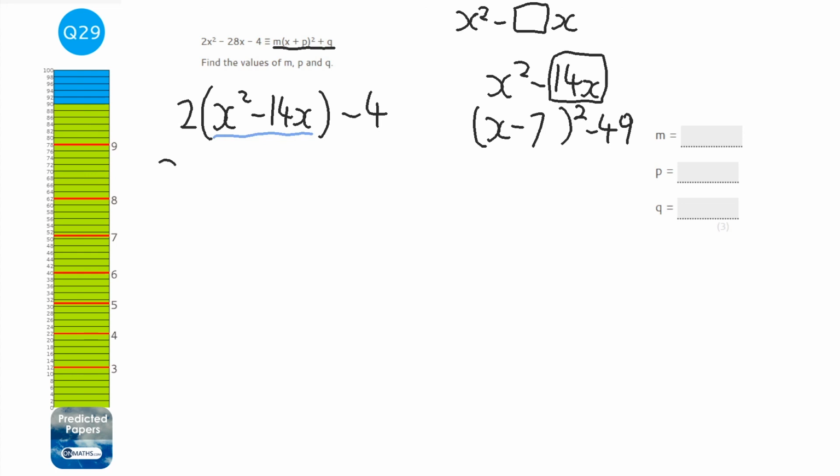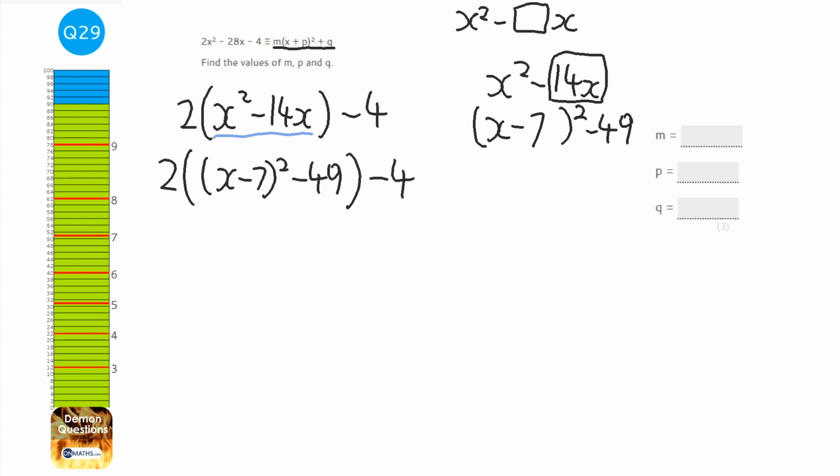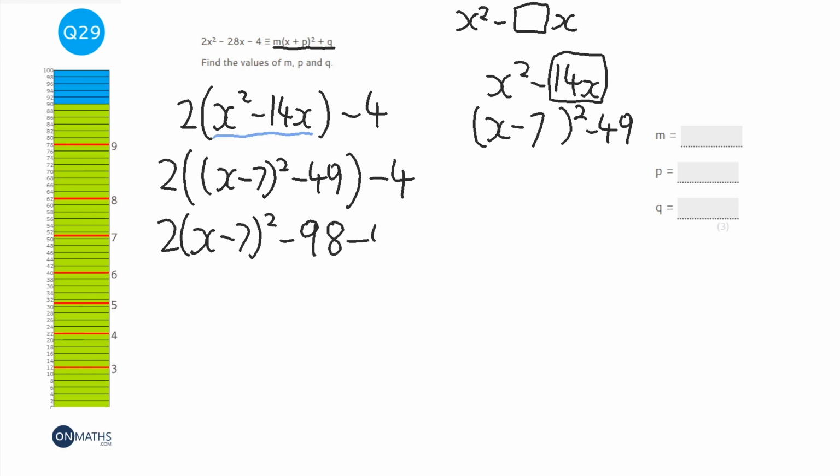So I'm going to replace that with what I've just found out that it is, x minus 7 squared minus 49. Now, I have that minus 49 on the inside of the brackets, and I want to collect that with the minus 4 on the outside of the brackets. So I'm going to just expand the big brackets. So I'm going to times the x minus 7 squared by 2. And I'm going to times the minus 49 by 2. And so I can collect the numbers together.